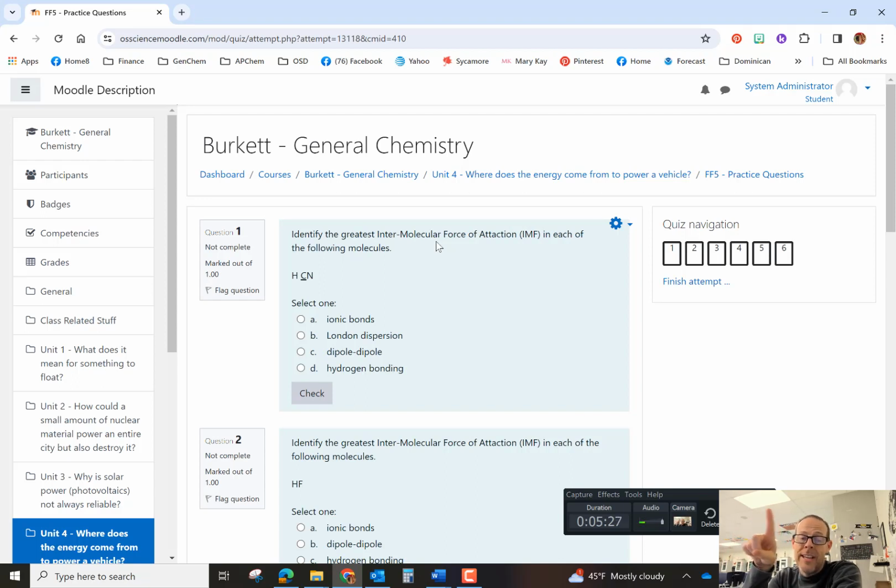If an H is attached to an N, or an O, or an F, that's hydrogen bonding. In this case, you would probably have to draw it out. If it moves, it's polar. If it does not move, it's not polar. If it's polar, that means it's dipole-dipole. If it does not move, non-polar, it only has London dispersion forces. So notice it says identify the greatest intermolecular force.